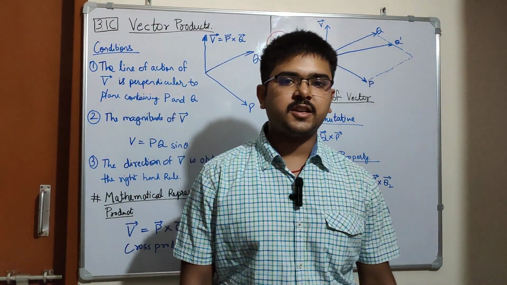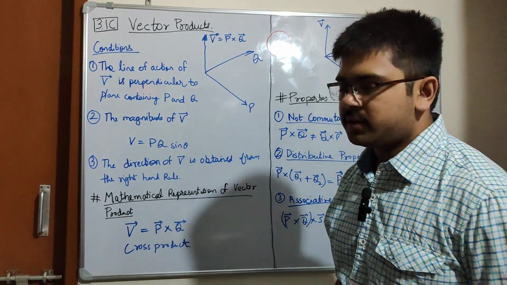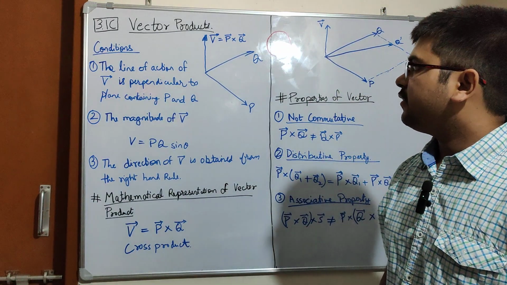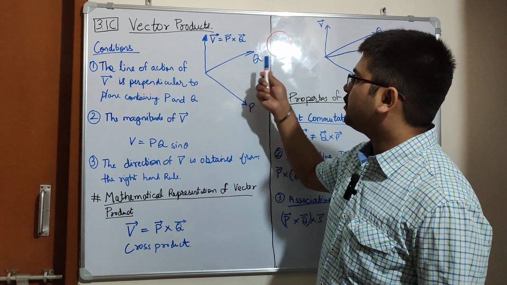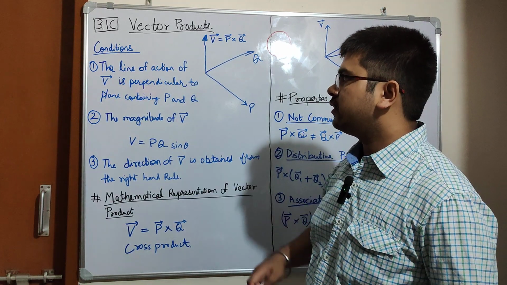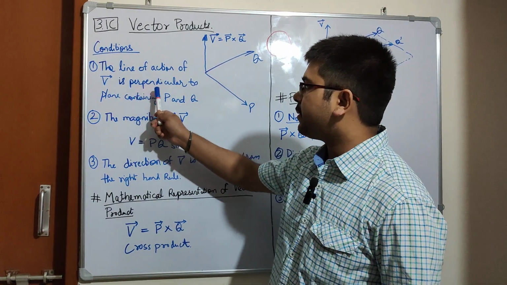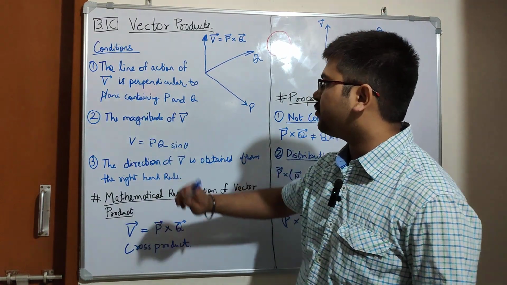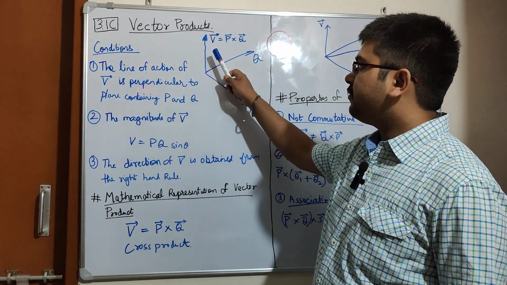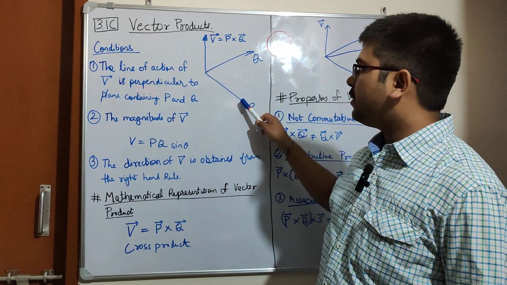Today we will be studying section 3.1c, that is vector products. So vector products: if we have to multiply two vectors p and q, then three conditions are to be followed. The first condition is that the line of action of v vector is perpendicular to the plane containing p and q. So the vector v, that is the product of p and q, will be perpendicular to the plane.